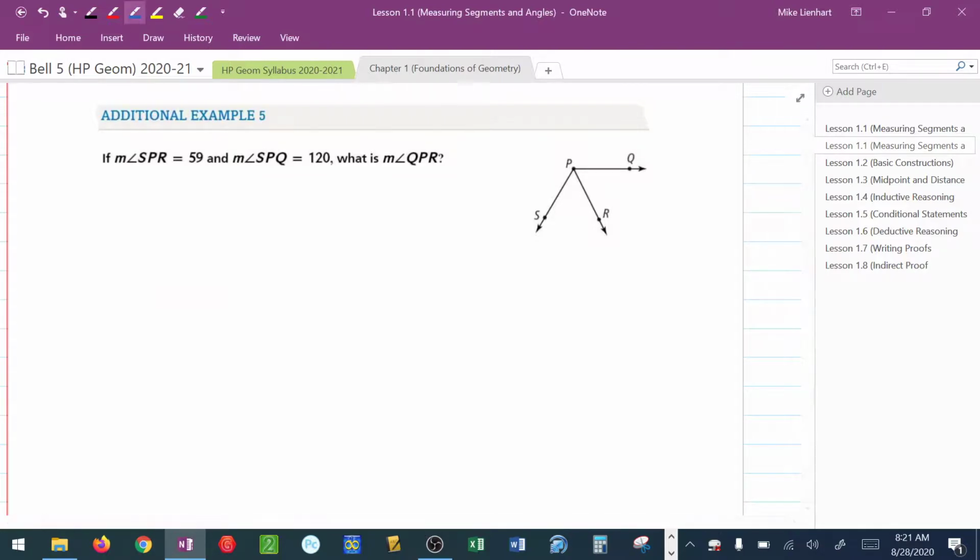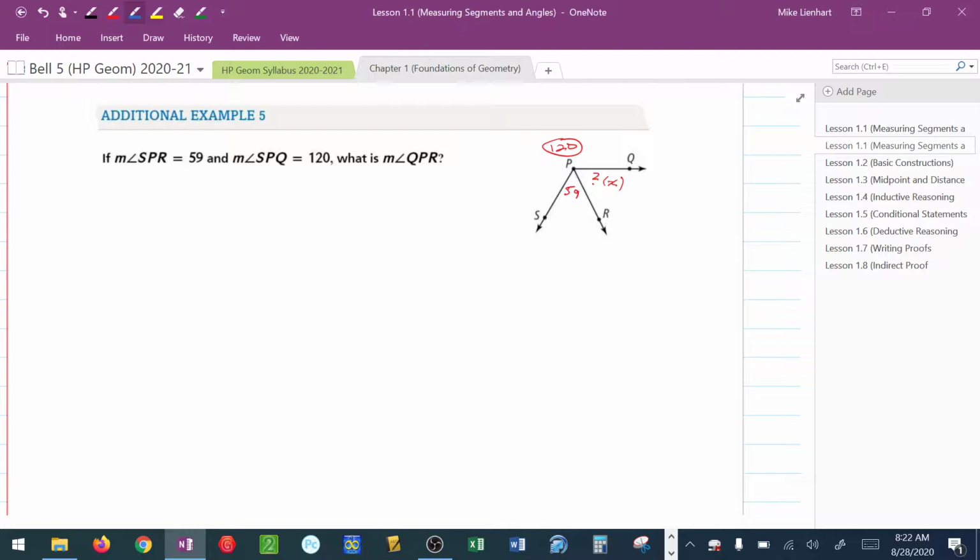Okay? Here's what this says. Angle SPR, that's this angle right in here, is 59 degrees. Angle SPQ, now that's the big angle. I always like to write this out here and put a circle around it, just reminding me that's the big angle. They want me to figure out what this angle is there. Now, I'm going to call this X so that I can do it algebraically.